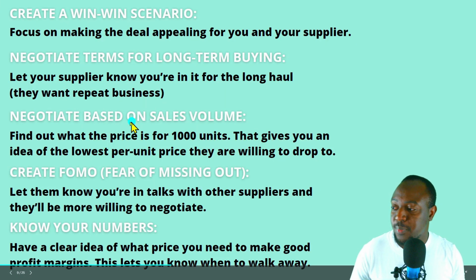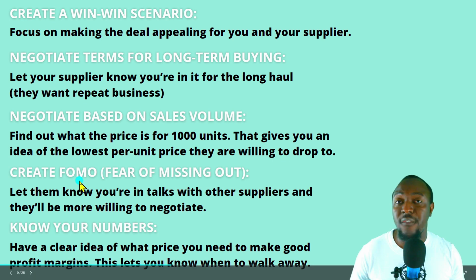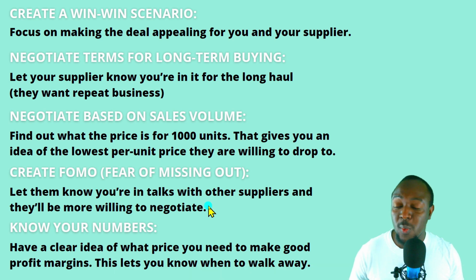Again, negotiate based on sales volume. Find out what the price is for 1000 units. That gives you an idea of the lowest per unit price they are willing to drop to. Next, create a FOMO, which I call fear of missing out. No one wants to miss out on a good deal, so create something like that.